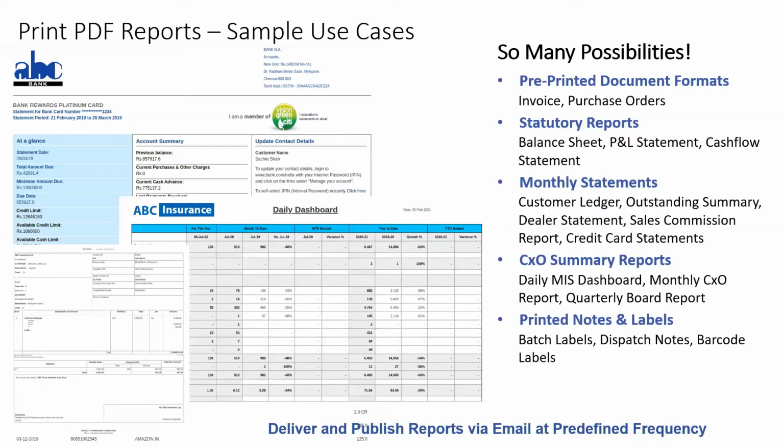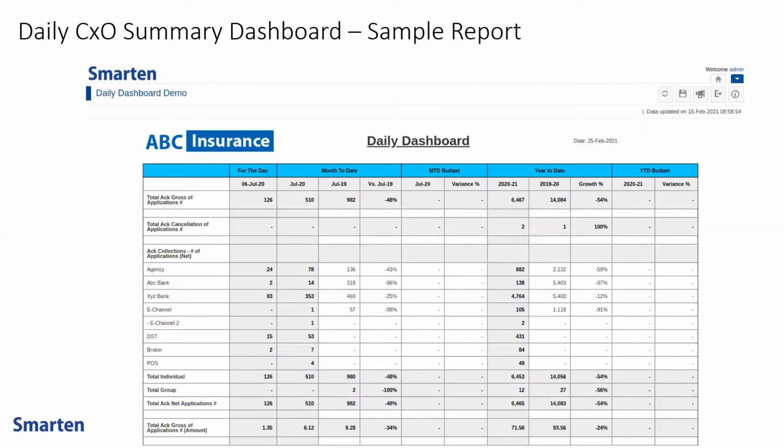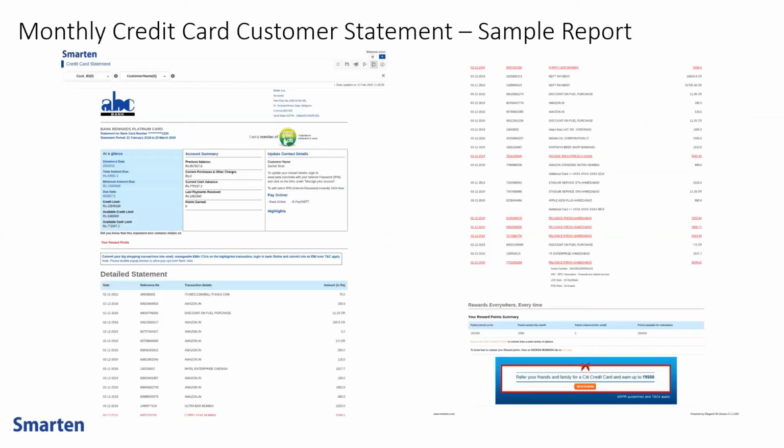Some of the examples, and we're going to show you live as well. So this is, say for example, a daily summary dashboard that goes to an insurance company. We have just shown that here. Credit card monthly statements. As you can see, you can also embed some monthly offers or some message that you want to broadcast to your customers or your dealers and other partners as well.